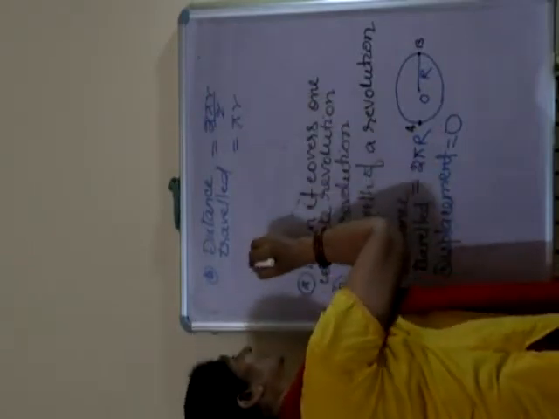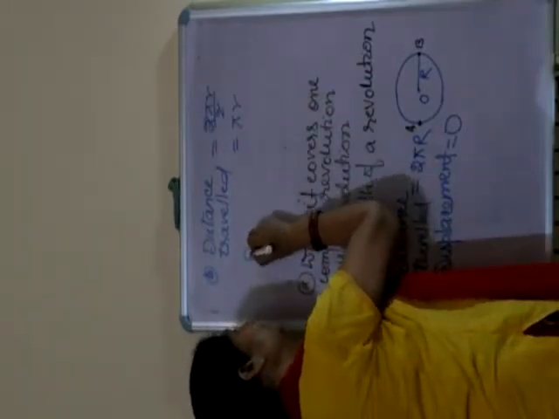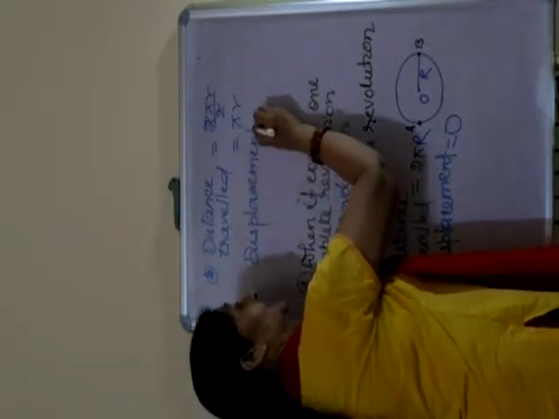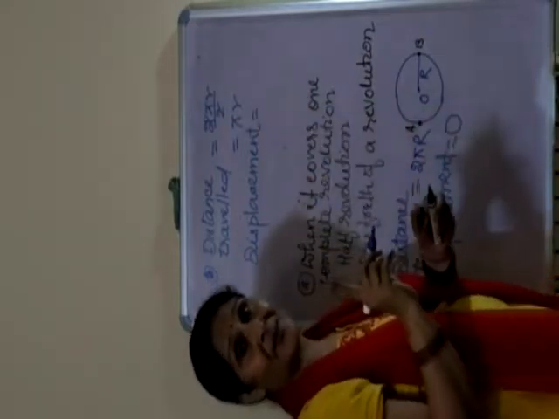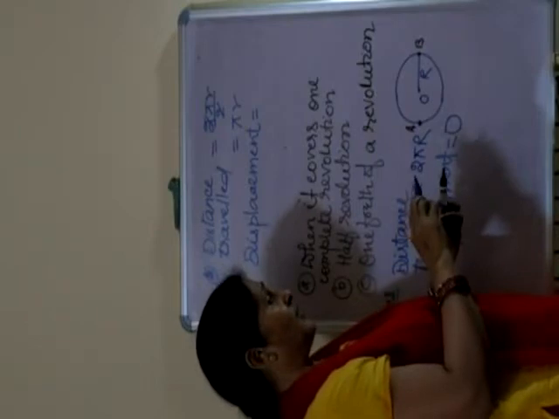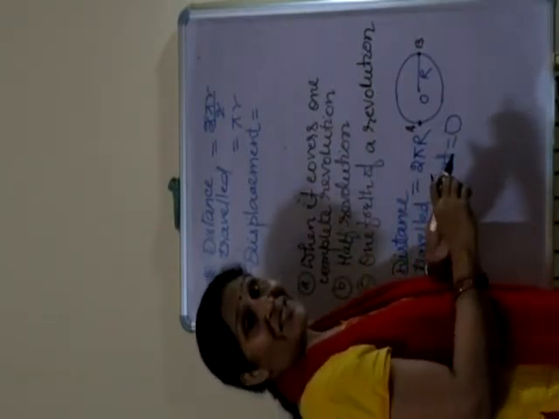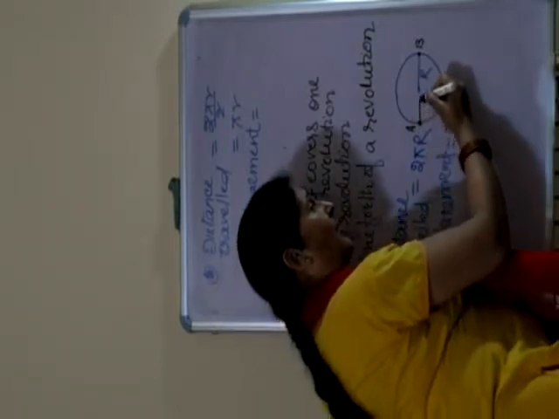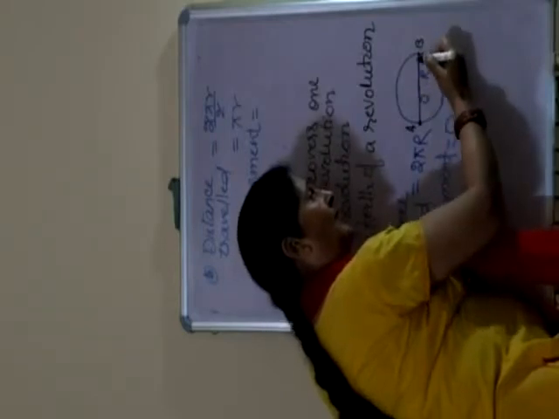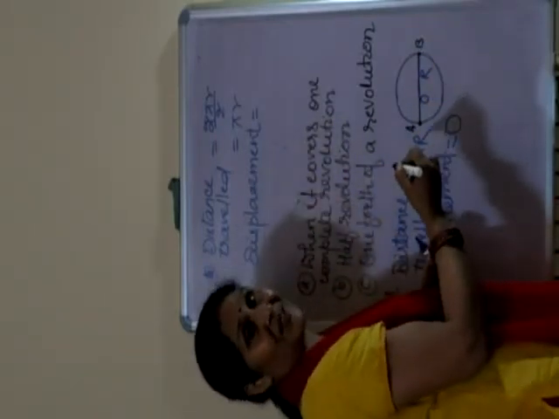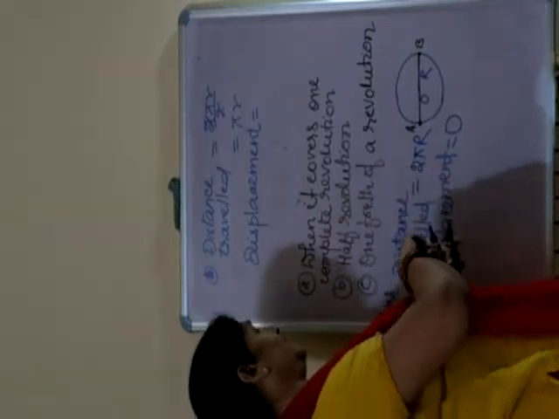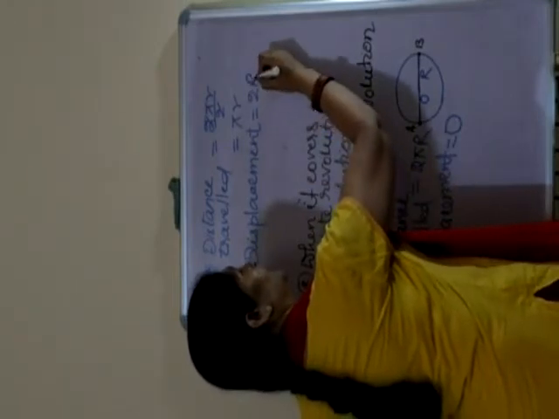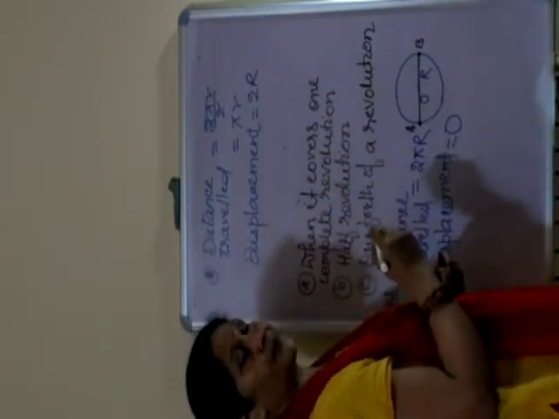Now what is the displacement? Displacement is the shortest distance between the initial position and the final position. And the shortest distance between A and B is the straight line joining A and B, and this line is the diameter of the circle. So the displacement in this case will be 2r, 2 times the radius. Now let us see the third case.